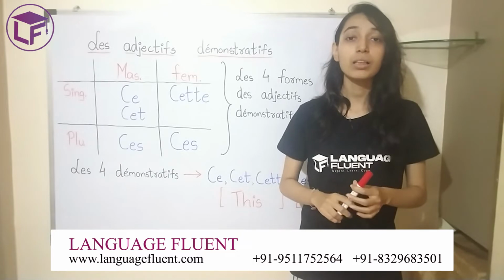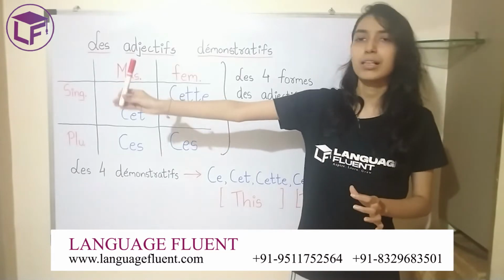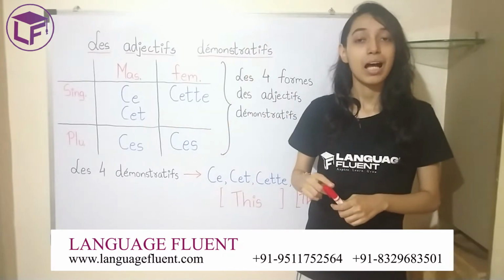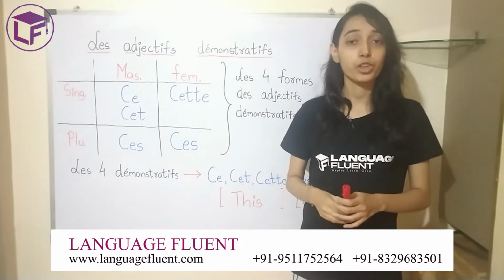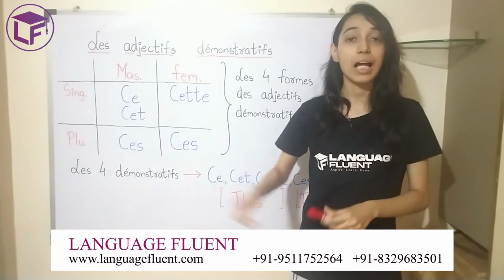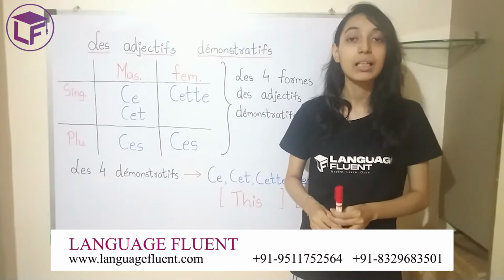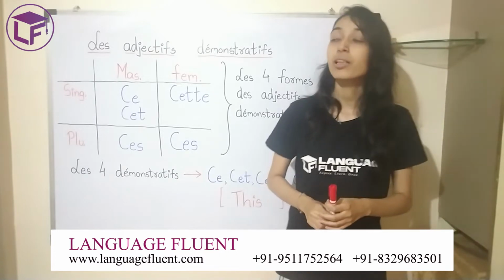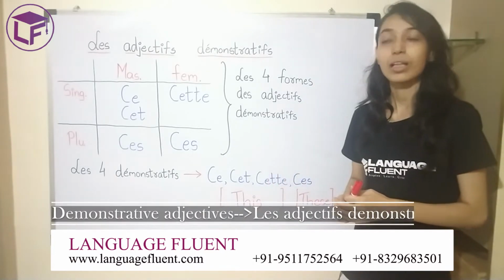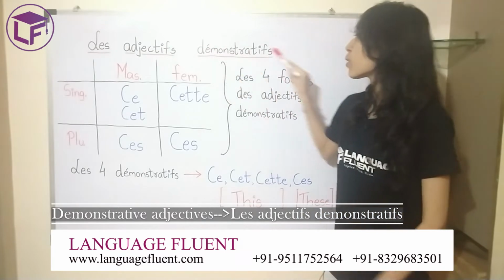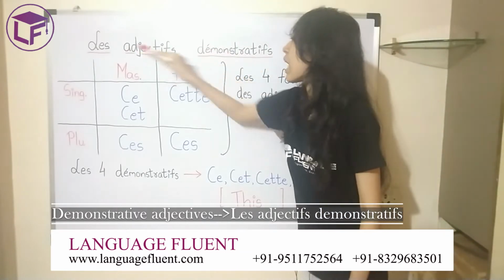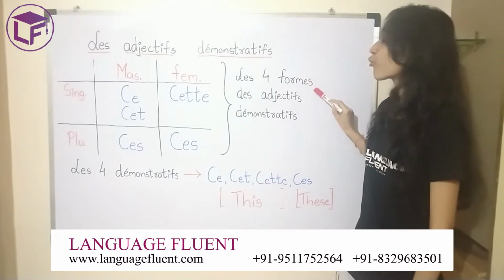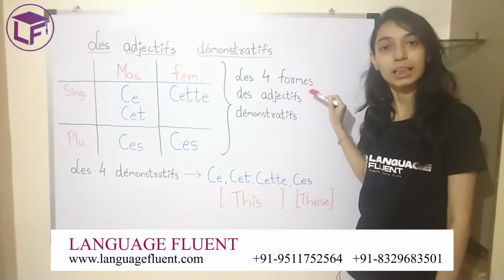Say for example, I have a pen which is a little bit far from me. So I'll say, I want that pen. Now here, both are pens, but I'm referring to a specific pen. And this is known as a demonstrative adjective. In French, demonstrative adjectives are known as les adjectifs démonstratifs. Here, we have 4 forms of demonstrative adjectives.